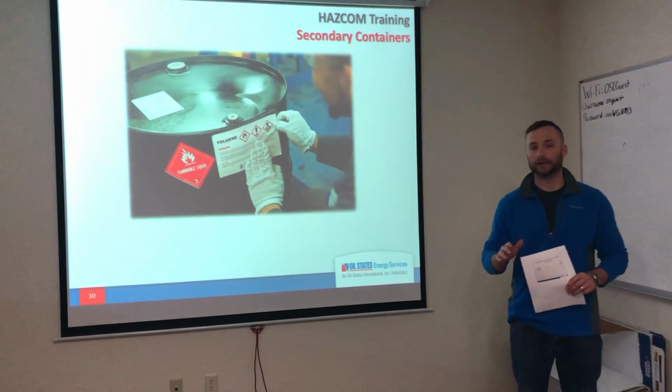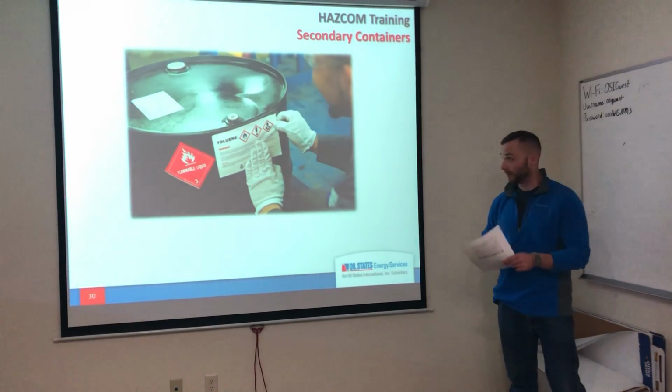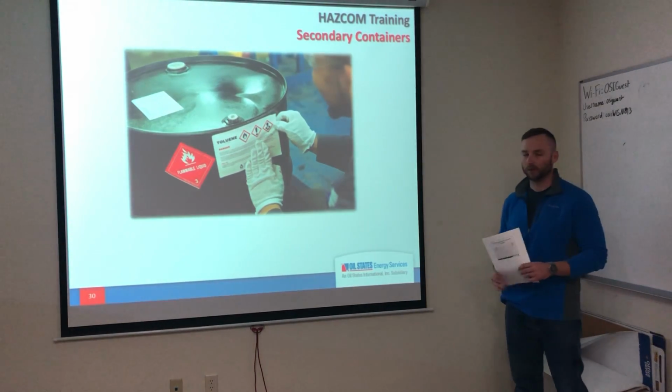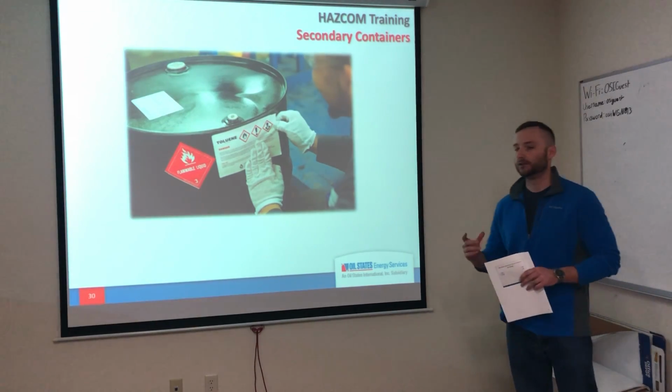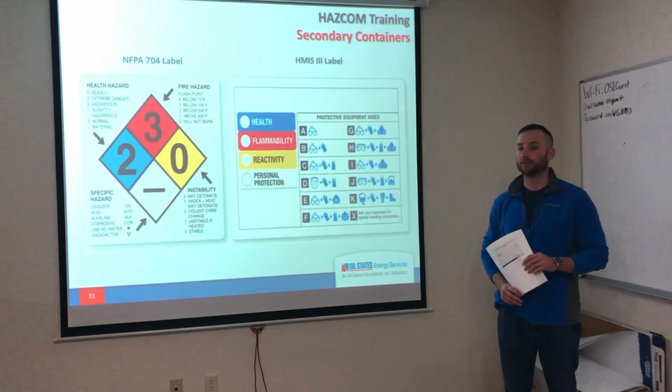So there's a couple different options you can have to label like that. You can make your own labels. We'll have to go over the list on there: the product identifier, the signal words, hazard statements, kind of similar to the GHS that we already talked about. Another option you have is using the NFPA or the HMIS label. And those can be used interchangeably.